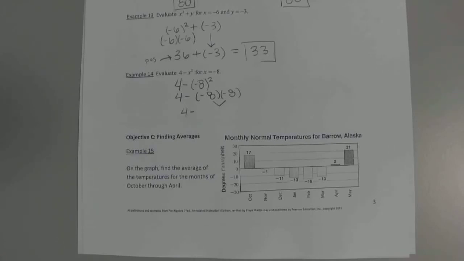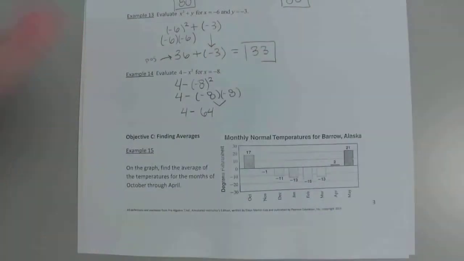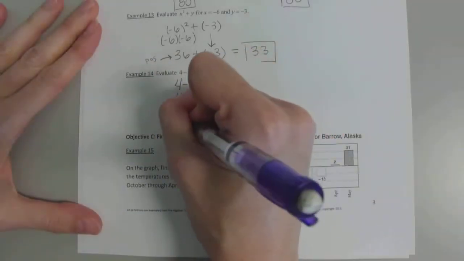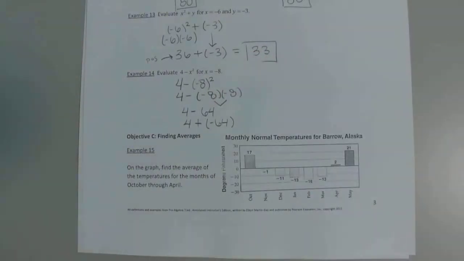But what's negative 8 times negative 8? 64. We know it's positive because it's a negative times a negative, and then 8 times 8 is 64. All right, at this point, again, if you can look at 4 minus 64 and know how to do it in your head, that's fine. But the new thing we learned on Thursday was to make it into an addition problem. So this is 4 plus the opposite, or negative 64.